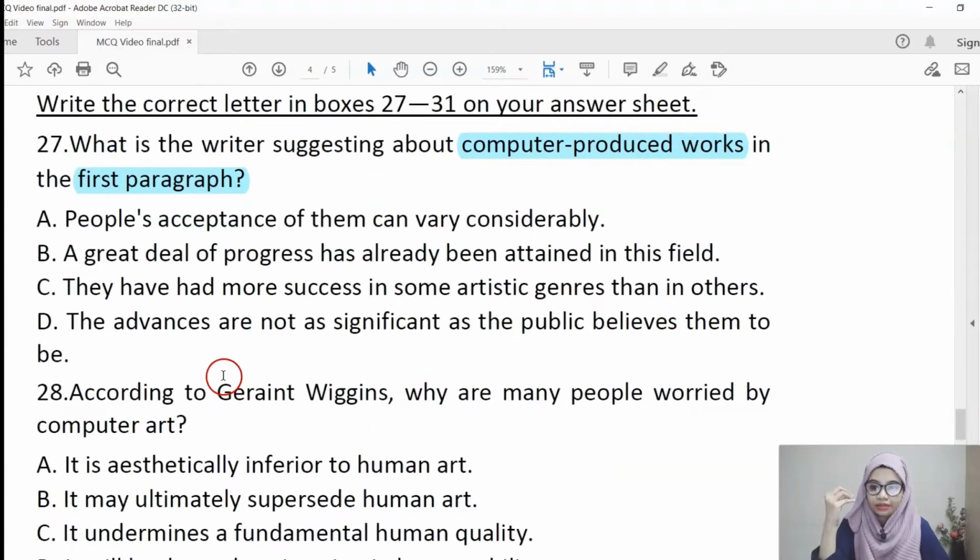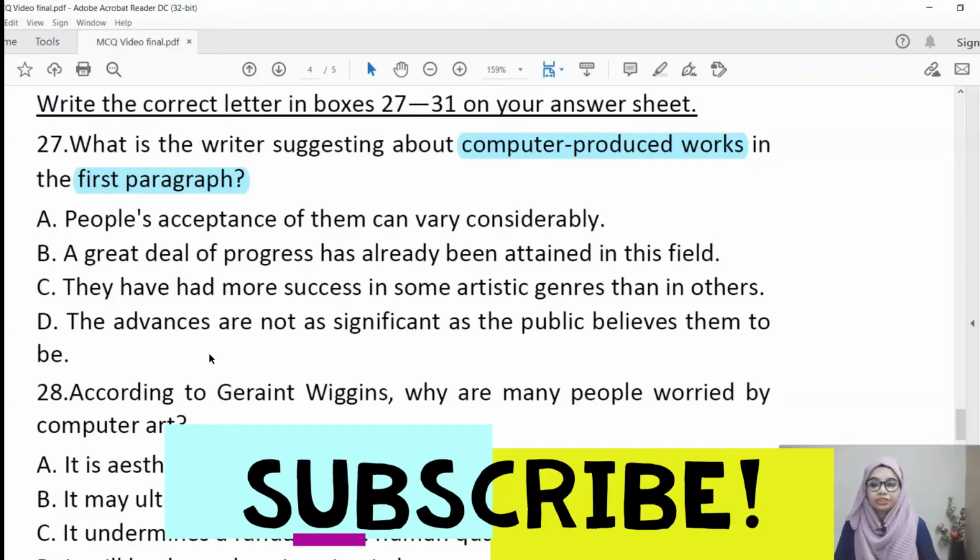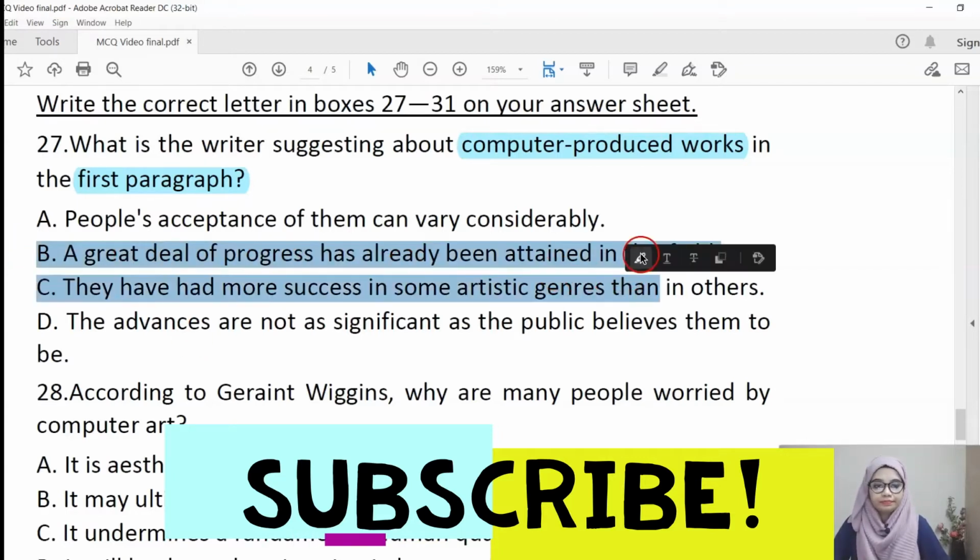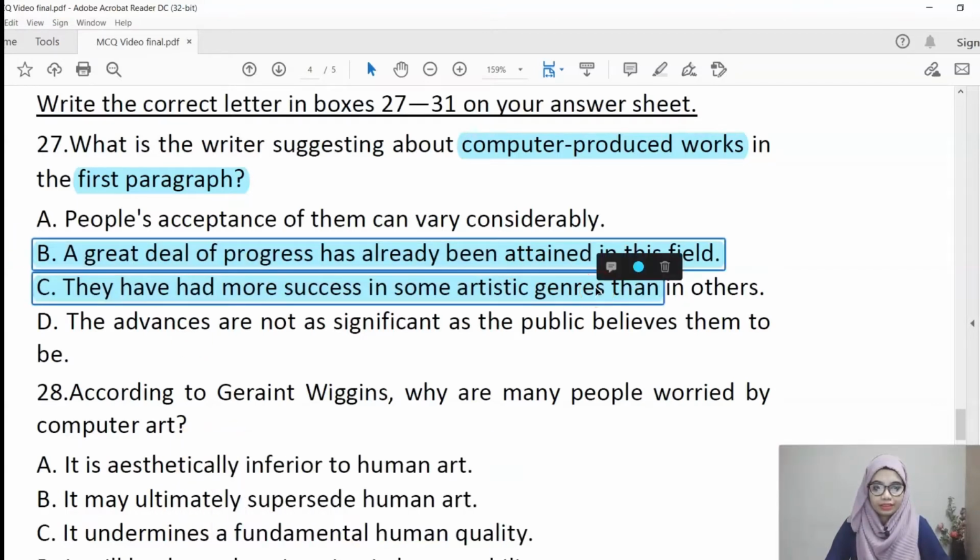Let us read the option again. The advances are not as significant as the public believes them to be. No. The writer only said that the public believed the advances are really good because they were tricked into believing that it was made by a human. The music was so good. But did the writer say that it's not actually as good? No. That is not what the writer said. So the answer for the first question is B. That is your answer.